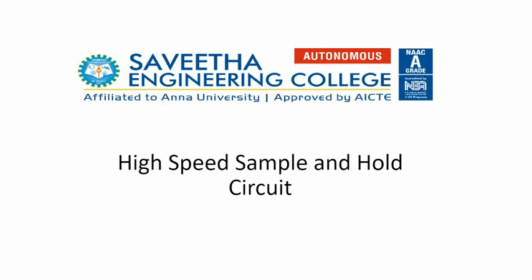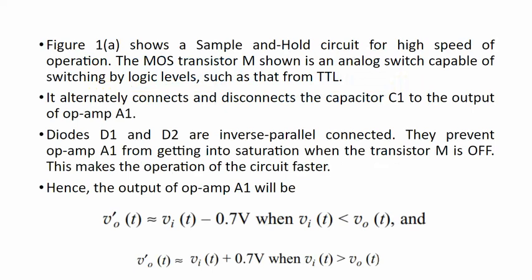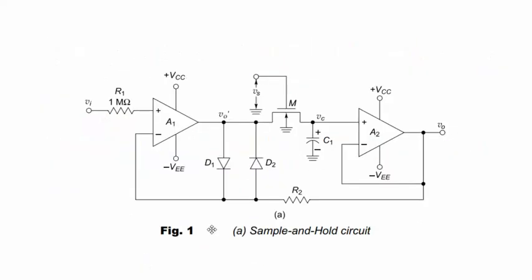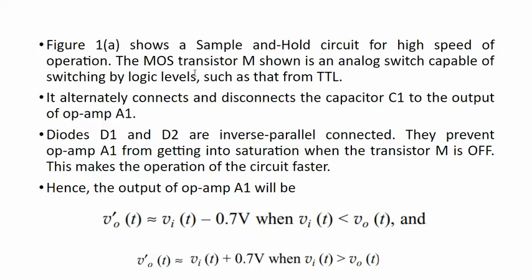Yes, now we are going to see about a high-speed sample and hold circuit. So here the sample and hold circuit diagram is shown in this figure. We have two operational amplifiers, named A1 and A2 respectively, and we have one FET which is going to act as a switch. This is a MOS type of FET, or transistor, and it is going to act as an analog switch, as I told you.